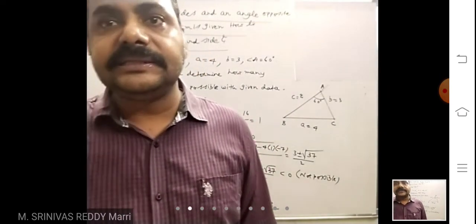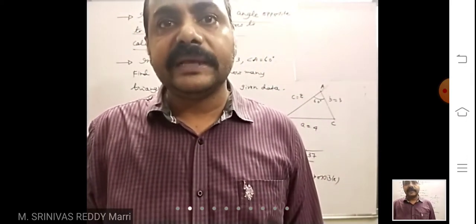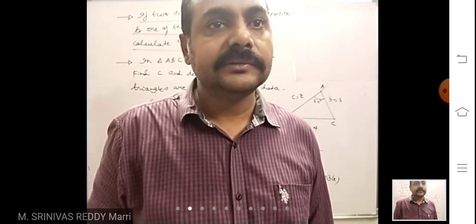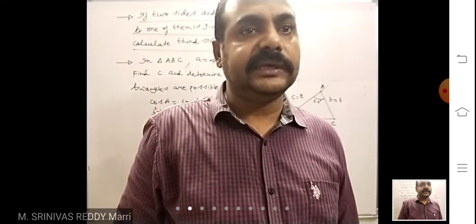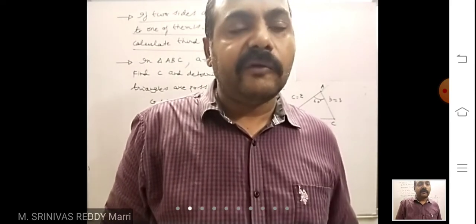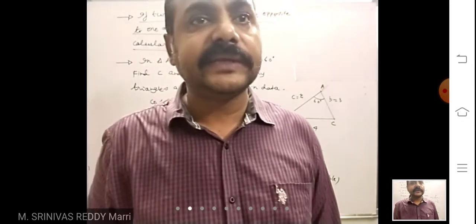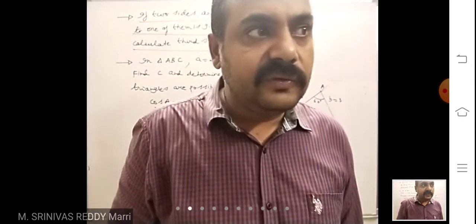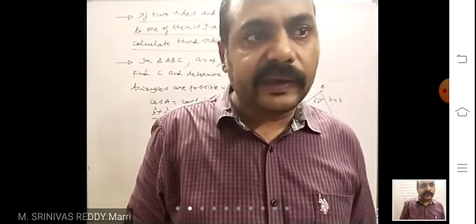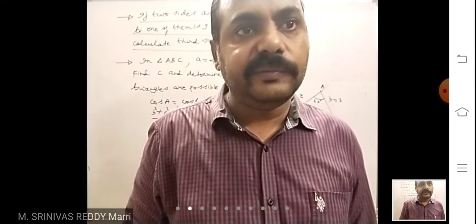You are calculating C. Minus b plus or minus, you will write. In that, suppose two values, if you see, one value positive you got, one value negative. The length of a side cannot be negative, so you get only one value. Like that, if you got two positive values, then two C's are possible. That means two triangles will be possible.